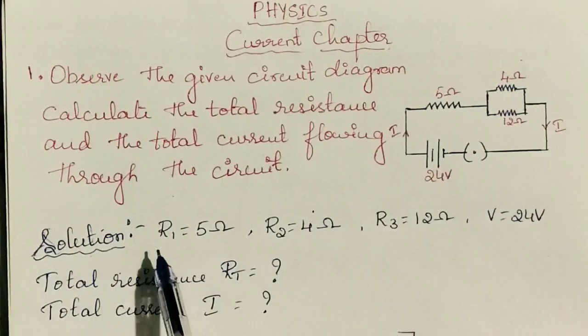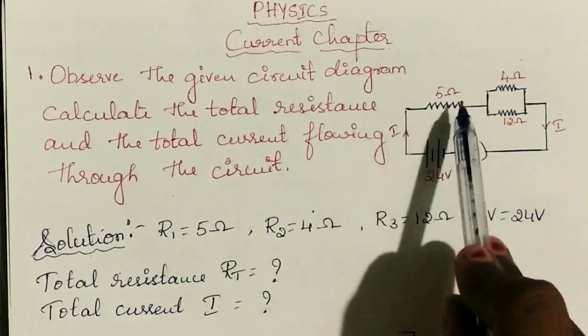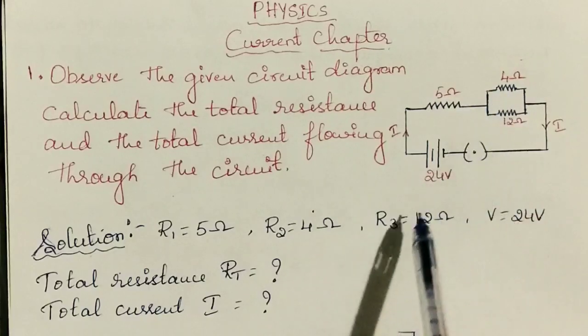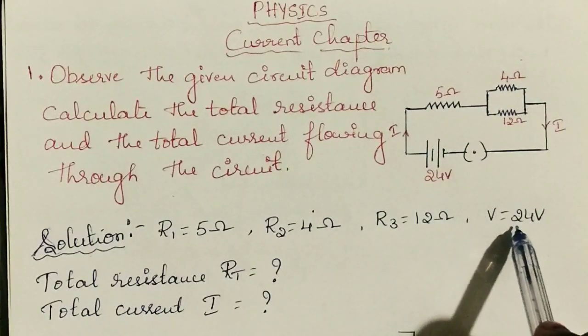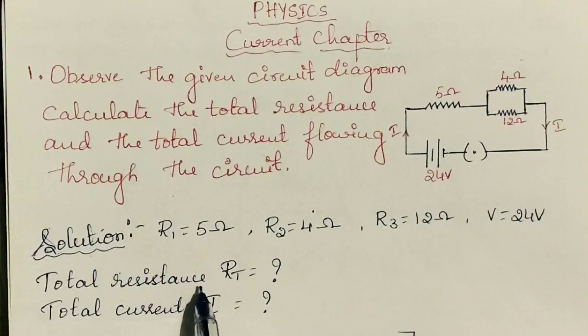So write down the data given in the circuit diagram. R1 is equal to 5 ohm, R2 is equal to 4 ohm, R3 is equal to 12 ohm, and voltage V is equal to 24 volt. They asked for the total resistance RT, which we should find out. Along with that we have to find the total current I, which we don't know.